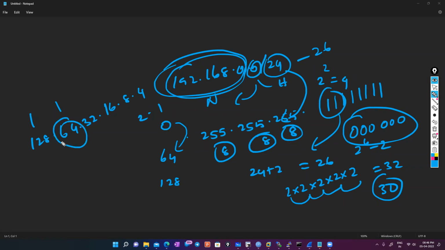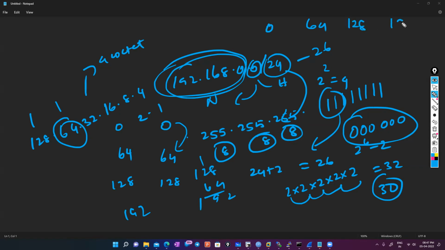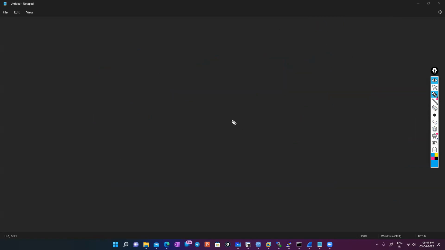So you have to consider where the last bit ends. The network bits are 24 and I have borrowed 2 bits, 1, 2, in the 4th octet. This is only the 4th octet, okay? And it ends with 64. So 0, 64. So 64, 64, 128. And 128 plus 64 is 192. So from this, what I got is 0, 64, 128, 192, right?